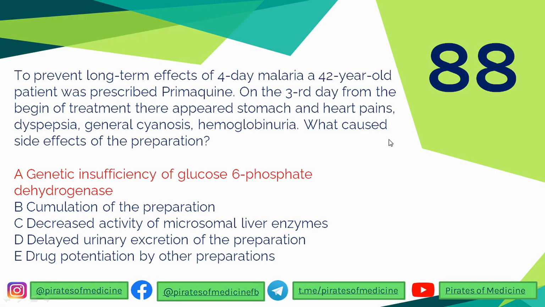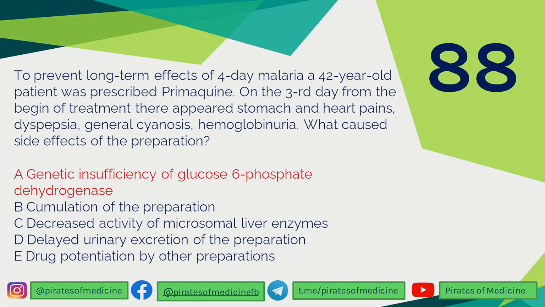So the 88th is that to prevent long-term effects of 4-day malaria, a 42-year-old patient was prescribed Primaquine. On the third day from the beginning of the treatment, there appeared stomach and heart pains, dyspepsia, general cyanosis, hemoglobinuria. What caused the side effect of the preparation?